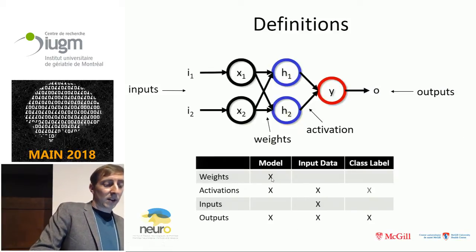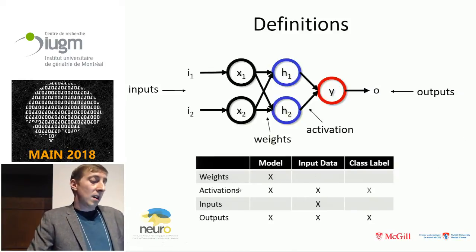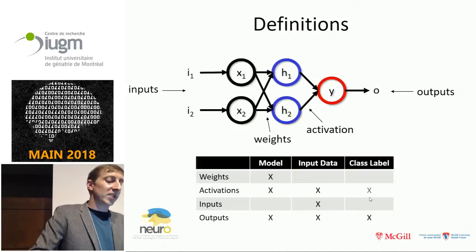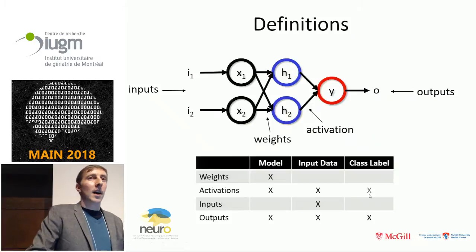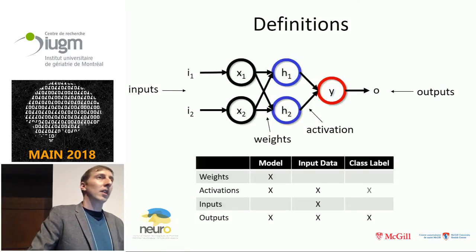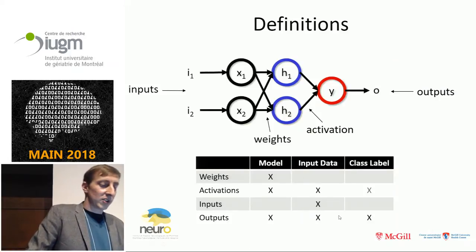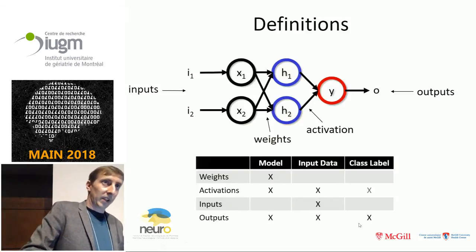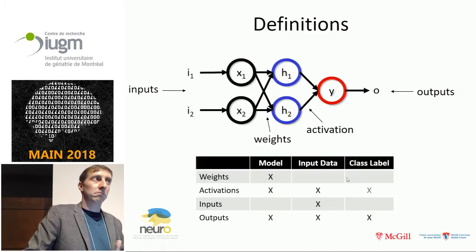And so the weights are just part of the model that we might want to explain. The activations are a function of the model, the data, and also maybe the class label. I put this X in gray because hopefully the activations of the neurons correlate with your class, especially at the end when you're trying to predict them. The inputs are just the inputs. And the outputs depend on the model, the input data, and hopefully the class label if you've trained a perfect classifier.